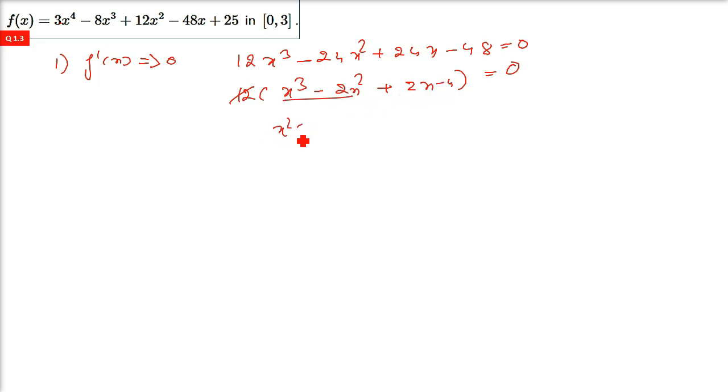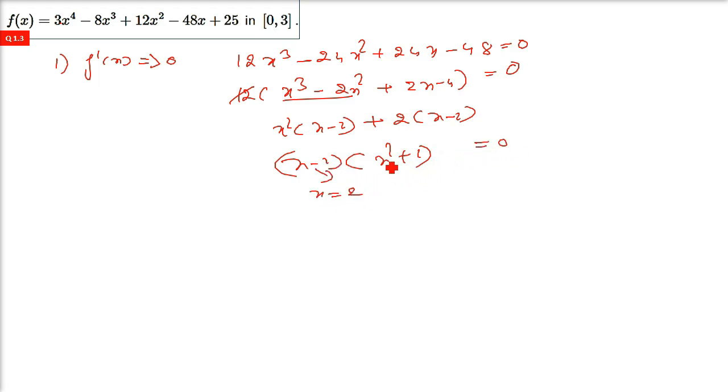We can take x square common from the first two terms, x minus 2 will be there. And here we can take 2 common, x minus 2 will be there. Now taking x minus 2 common from all these, x square plus 2 will remain inside. x minus 2 equals 0, that means x is equal to 2. x square plus 2 equals 0, that means x square equals -2. This second factor is not going to give you any critical point, because x square plus 2 can never be equal to 0.